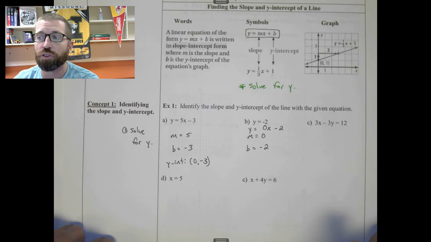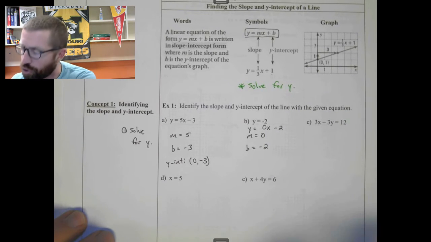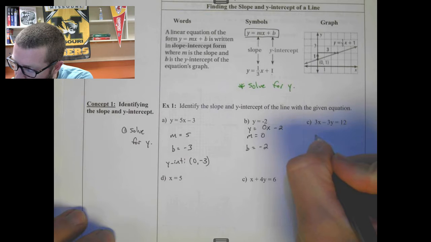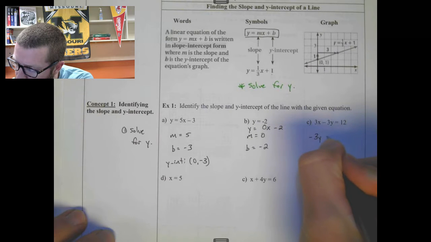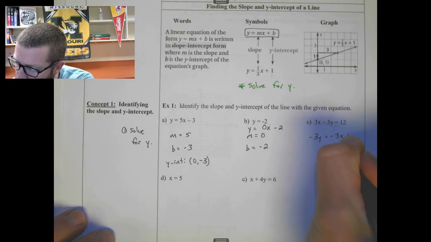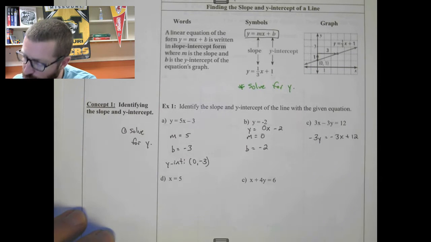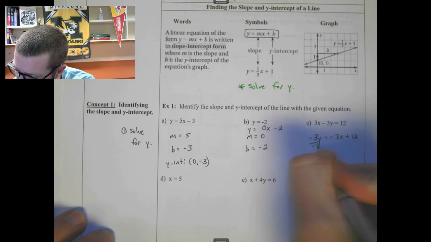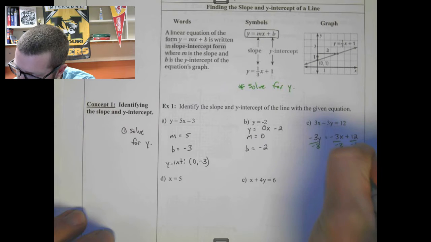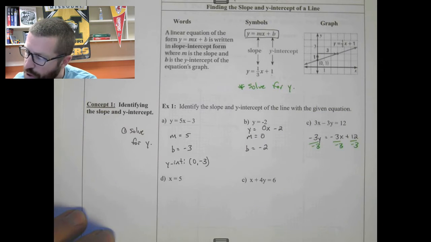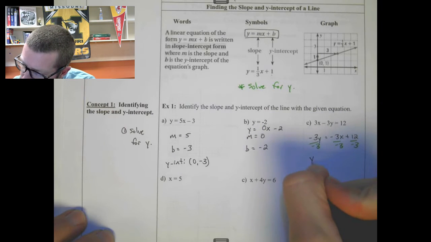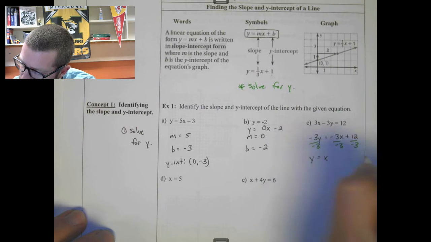We have a little bit of work to do. We need to solve for y. So let's subtract 3x from both sides, and then divide everything by -3. We'll show that step. And that gives you y is equal to x minus 4. So your slope is 1 and your y-intercept is -4.